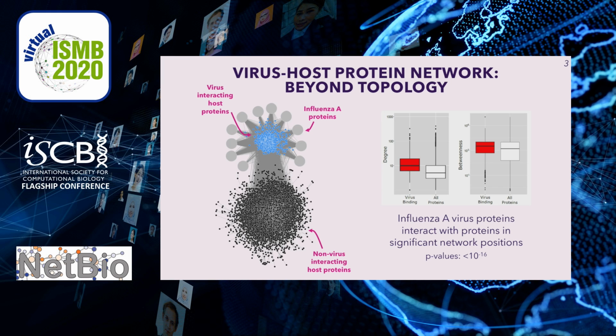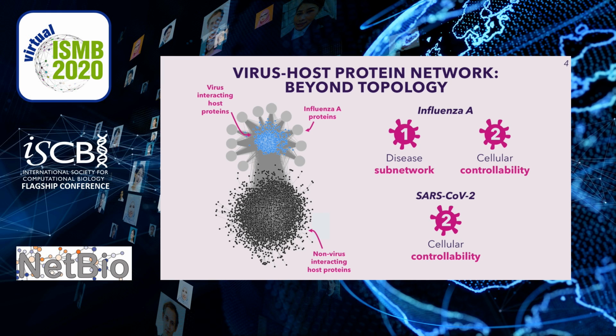Traditionally, we've used topology to look at those virus-interacting proteins and understand that they're significant to the network and therefore to disease. But networks are dynamic, they're highly connected, and so we wanted to move beyond topology to understand how these networks are affecting a viral infection. So we've developed 2 methods of understanding these regulators of disease for influenza A and SARS-CoV-2.